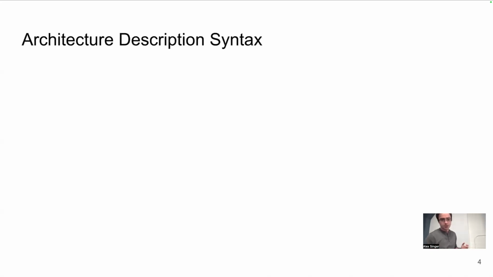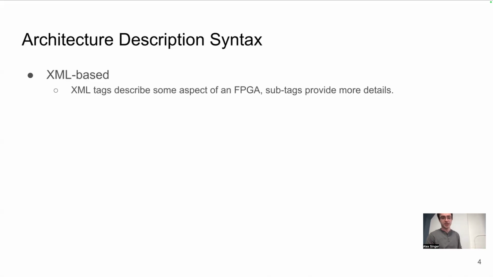Sweet. So, the architecture description syntax. This is what we're waiting for. What do we use? Do we use a text file? Well, it's XML based. If you've worked with HTML in the past, it's very similar. What you have are tags, and the tags can contain other tags. That's all it really is, and they're usually described using the caret symbol. I'll show some examples of this and it'll make a lot more sense.